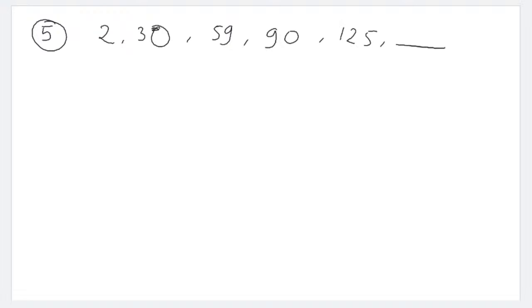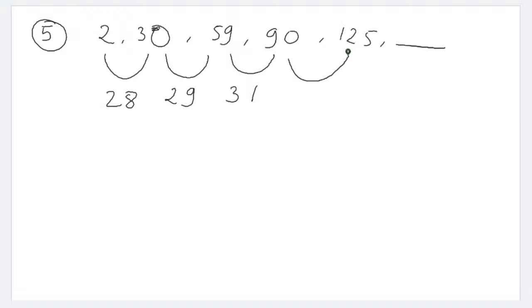But I can see one thing, that numbers are very close to each other. So I will just take out the common difference. What is the difference between 2 and 30? It is 28. Difference between these two is 29. Difference between these two, 31. Difference between these two, 35. So what will come next?